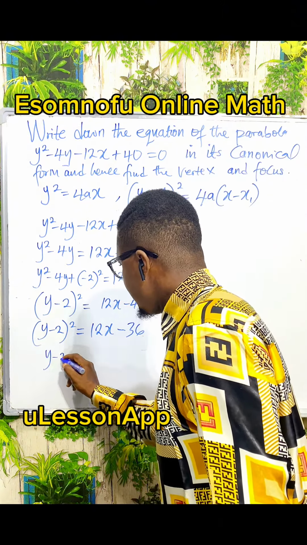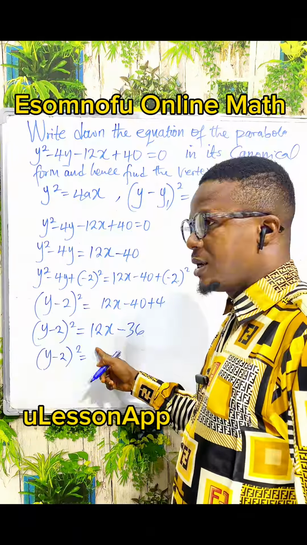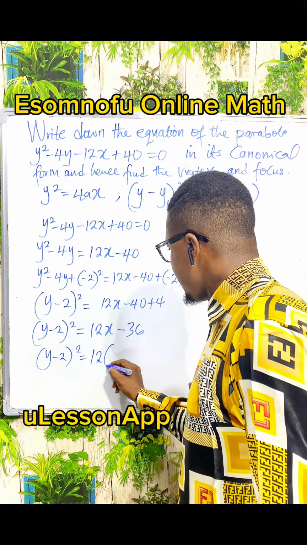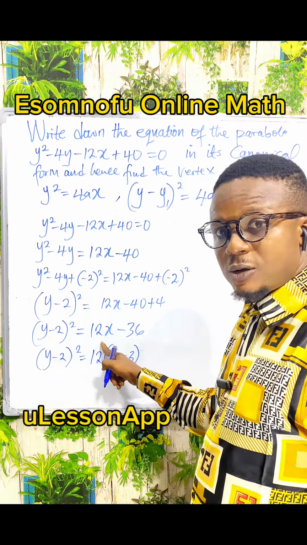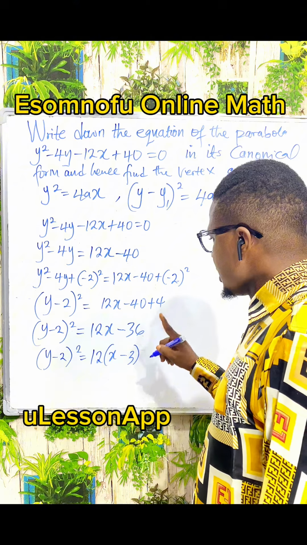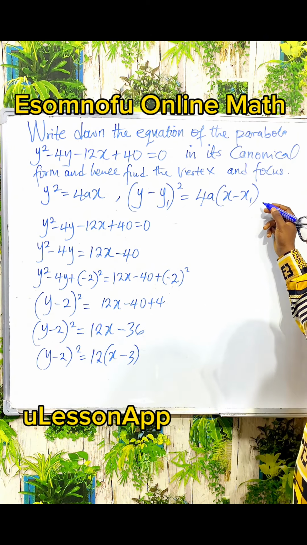So (y minus 2) all squared equals, the common factor here is 12. So you have 12 into (x minus 3), because 12 times x is 12x and 12 times minus 3 is minus 36. Now let's compare it with this.